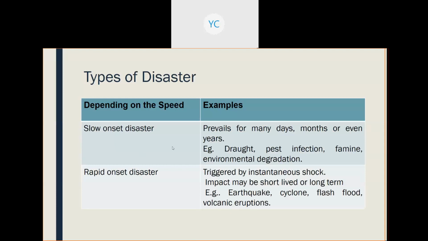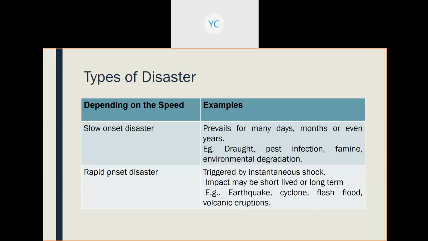Okay, so again the disaster can be categorized. Now we are coming from hazard to disaster. That means the hazard has already happened and has started to do the damage. There may be some slow onset disasters, for example drought, pest infection, famine, or some environmental degradation, which doesn't occur overnight, or takes a longer duration to show its effects. So these are slow onset disasters.